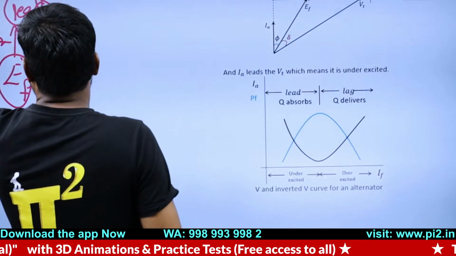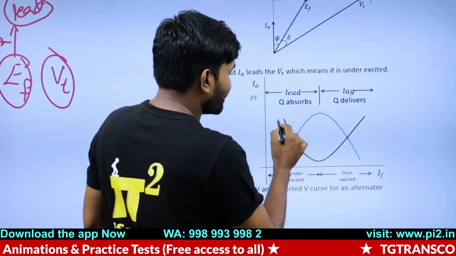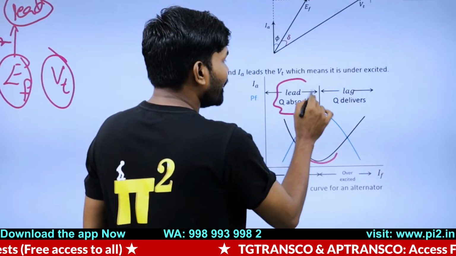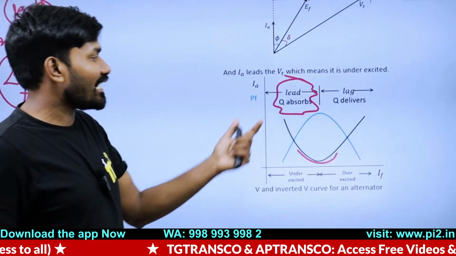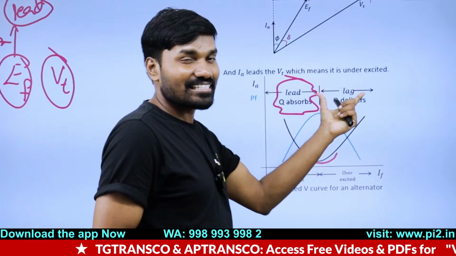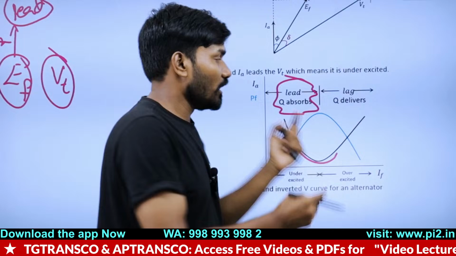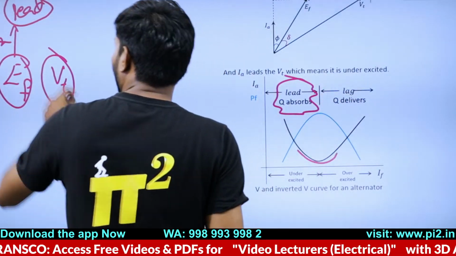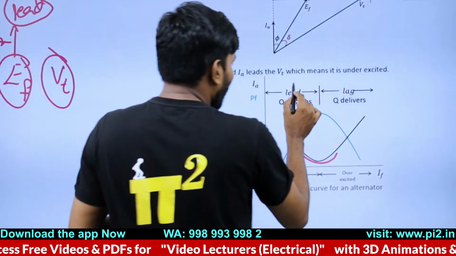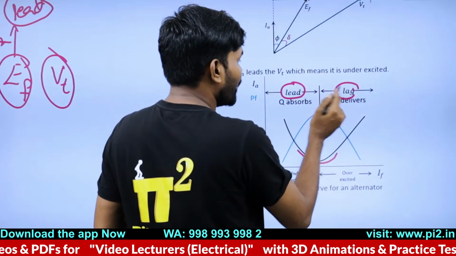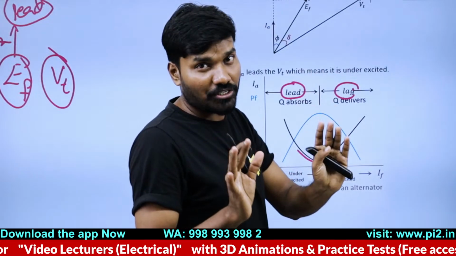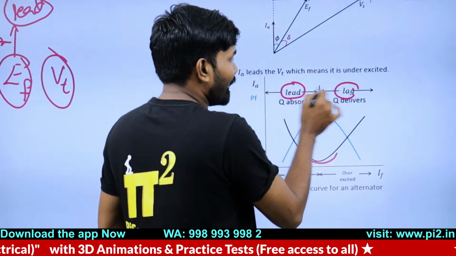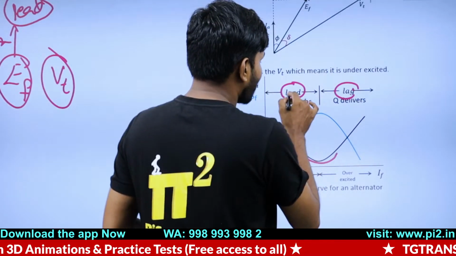If you see V and inverted V curves of an alternator, this is a V curve and this is inverted V curve, and this part is the leading part. When current is leading, this part; when current is lagging, this part. If it is a synchronous motor, this will be reversed. Only Q is the same: Q absorb here, Q deliver here. That is not going to change, whether it is a motor or generator. But when it is a motor, here lagging, here leading. For a generator, this is leading, this is lagging.